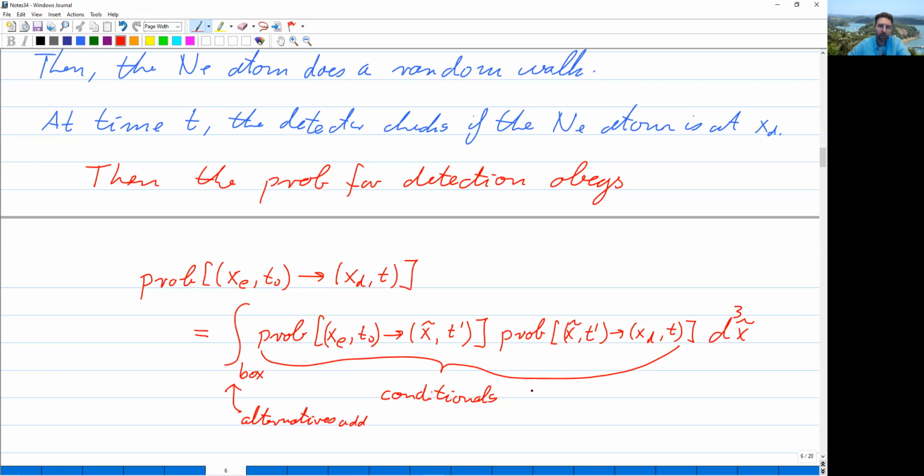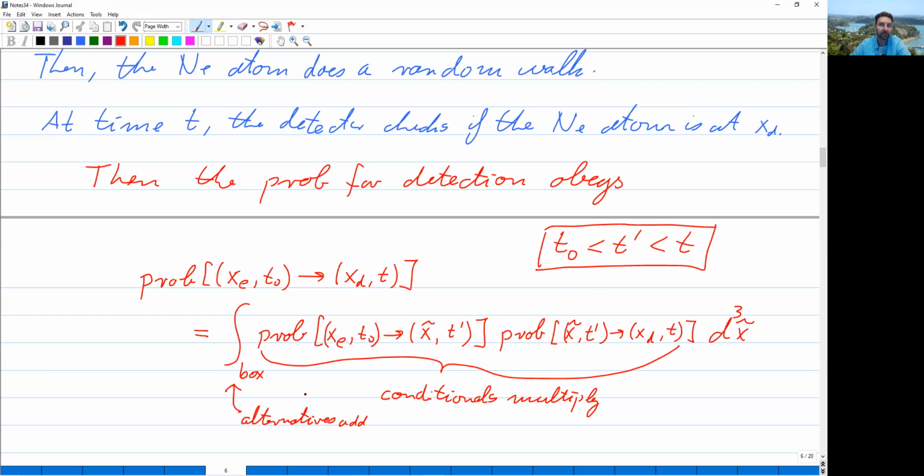Alternatives add, conditionals multiply. And alternatives add, you see, at the time t prime, which is arbitrary, by the way, so we have t naught smaller t prime smaller t, of course. At that intermediate time t prime, our neon atom has to be somewhere. So there are these many alternatives for where it might be then. It might be at any one of those locations x tilde.